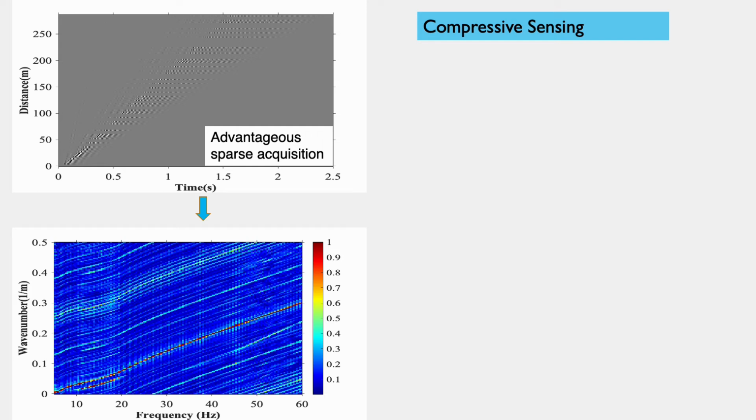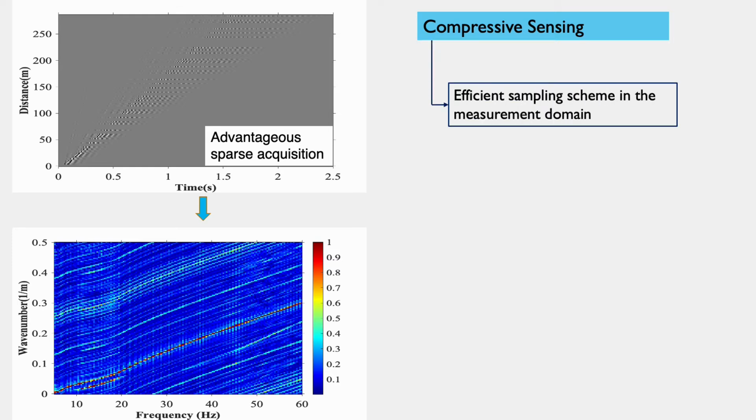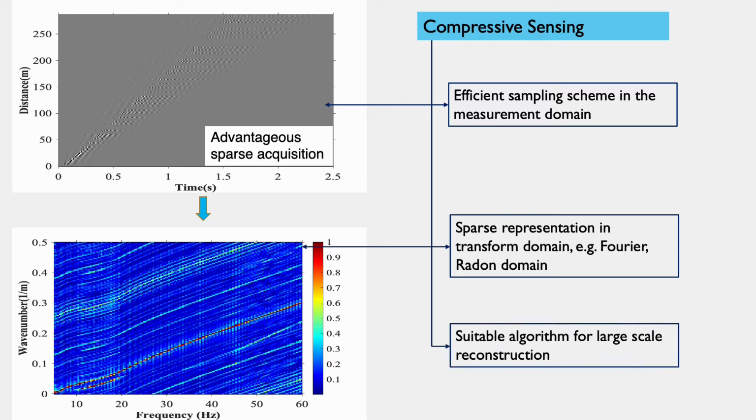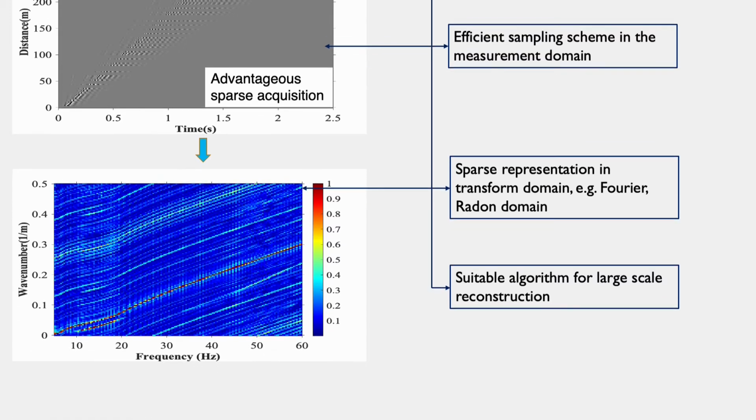Compressive sensing based sampling theory is a new paradigm that suggests we can recover a full wave field from fewer sampled traces depending on some criteria, among which the three key ones are an efficient sampling scheme in the measurement domain, which sufficiently characterizes the sparse transform domain like the Fourier or Radon domain wave field components, and lastly, a suitable optimization algorithm for recovering the full wave field from the observed data.